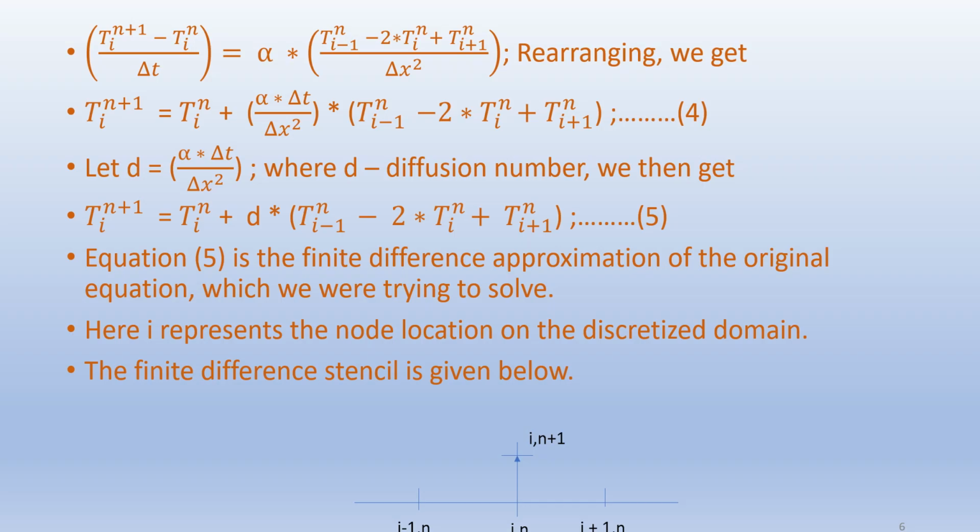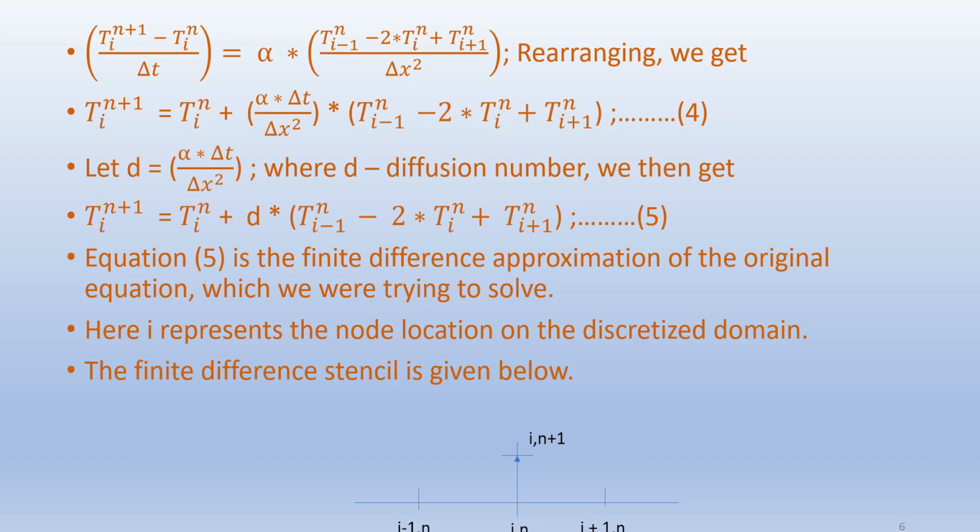Accordingly, we get (T_i^(n+1) − T_i^n)/Δt = alpha (T_(i−1)^n − 2T_i^n + T_(i+1)^n)/Δx². Rearranging, we get T_i^(n+1) = T_i^n + alpha Δt/Δx² (T_(i−1)^n − 2T_i^n + T_(i+1)^n). Let D equals alpha times Δt over Δx², where D is the diffusion number. We then get T_i^(n+1) = T_i^n + D (T_(i−1)^n − 2T_i^n + T_(i+1)^n).